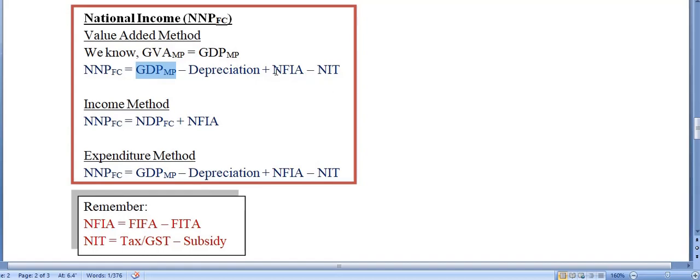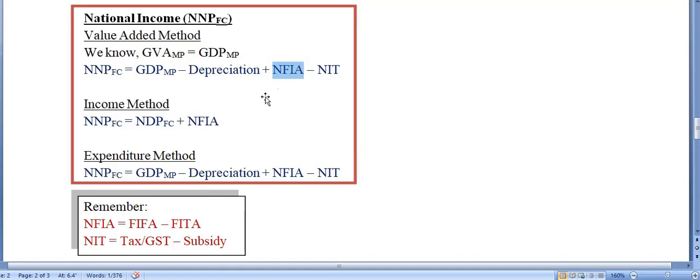Why are we including NFIA? As we discussed in the previous video about FITA and FIFA, I even showed you that picture of India, USA, and Nepal, and the relationship between FIFA and FITA, the normal residents operating outside the country. In that video, while explaining that part, I said that to correct this we have to do something, and that something is NFIA.